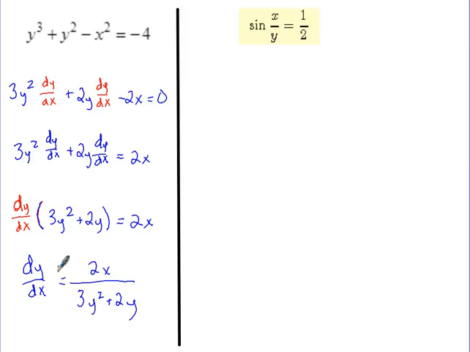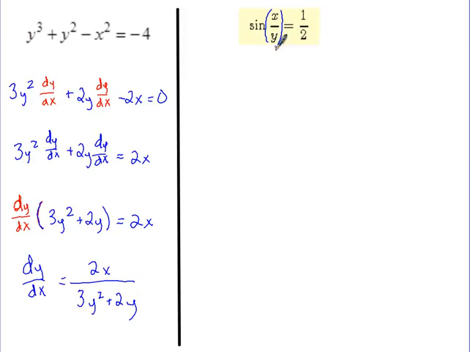There it is. The derivative of this function, whatever the shape is, at any point is equal to this. Okay? The next one's a little interesting. I'm throwing in some trig. Same rule.